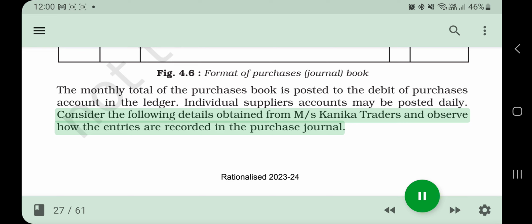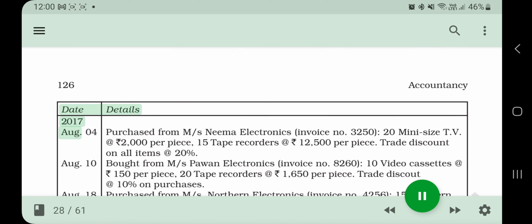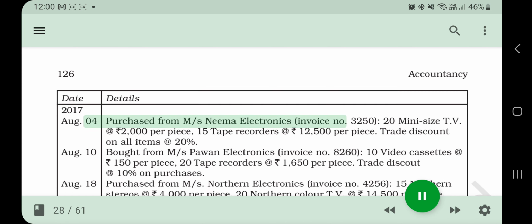Consider the following details obtained from M.S. Kanika Traders and observe how the entries are recorded in the purchase journal. Accountancy. Date, details, 2017 Aug. 04, purchased from M.S. Nima Electronics.